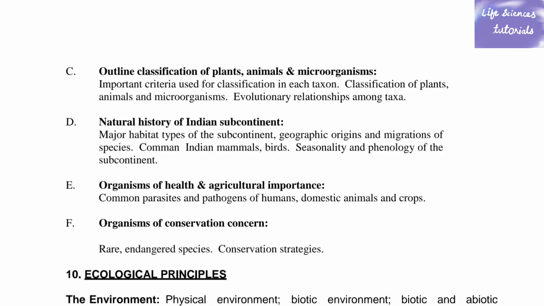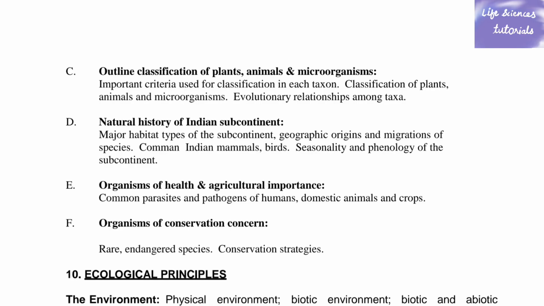Next, outline classification of plants, animals, microorganisms. So their relation, how these organisms are classified, the criteria used, natural history of Indian subcontinent. So this is again basic study from some book which is specifically for competitive exams, like maybe Pathfinder and all, that will be sufficient for this.